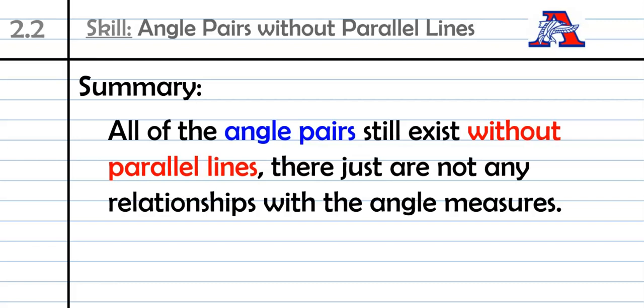All of those angle pairs still exist without parallel lines. You can still call something corresponding angles. They just don't have the same relationships when you're not working with those parallel lines. So there's not the same relationship with the angle measurements, with the congruence and the supplementary idea.